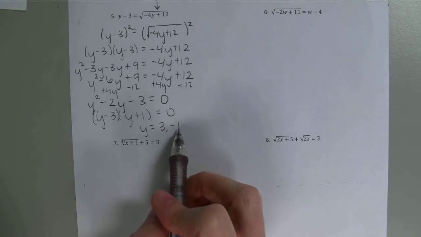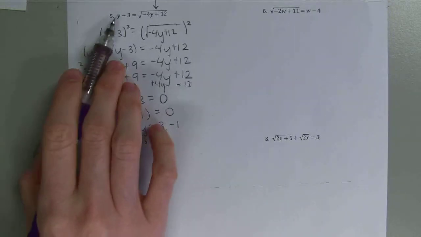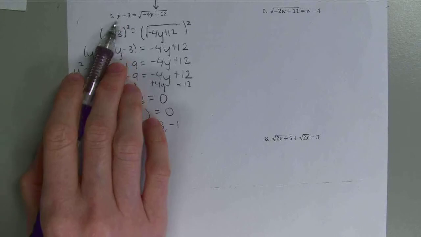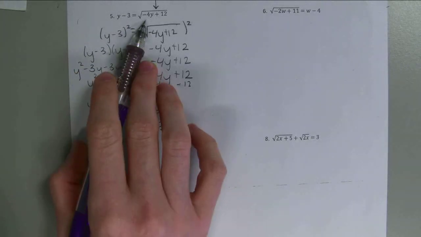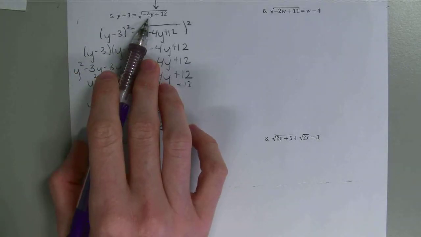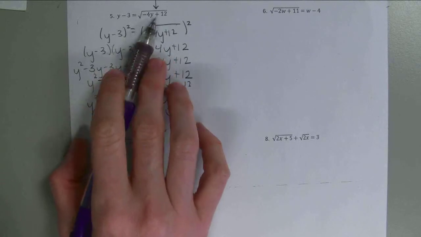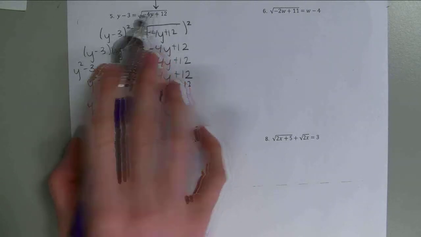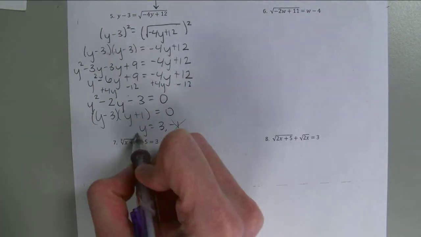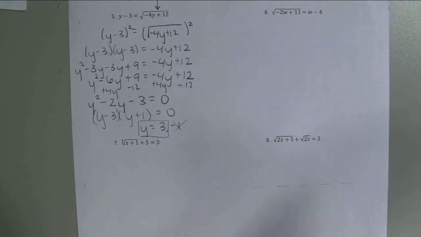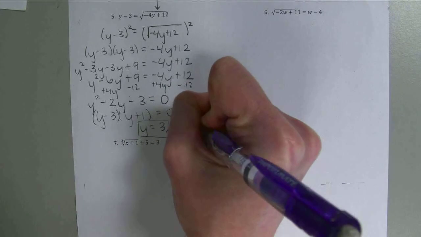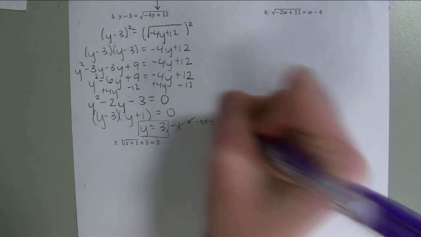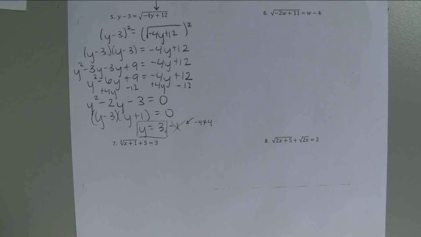But if you do it with negative 1, it's not going to work. Over here, negative 1 minus 3 is a negative 4. Here, a negative 1 times a negative 4 is a positive 4. A positive 4 plus 12 is 16. The square root of 16 is a positive 4. So we have a negative 4 equals a positive 4, which is not true. So the y equals 3 is really the only answer, okay? So you do have to check, and I'm doing it all in my head, but feel free to put it in your calculator and get that to work out.